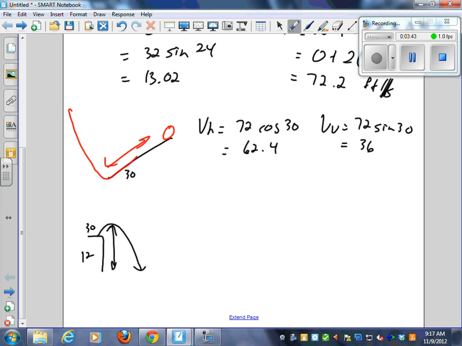So what's my overall displacement going to be? I'm going to start here, go, and then land down here. My overall displacement is minus 12, and that is equal to Vi t plus 1/2 a t squared. The overall displacement is minus 12 from there to there. What's my Vi in this one? Is it 72, is it 62, or is it 36?